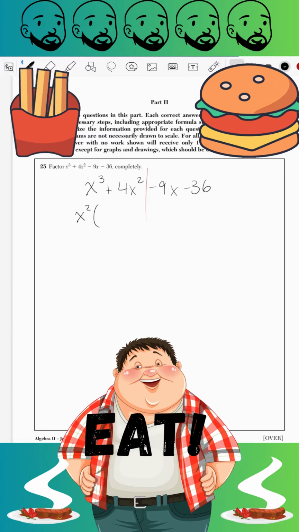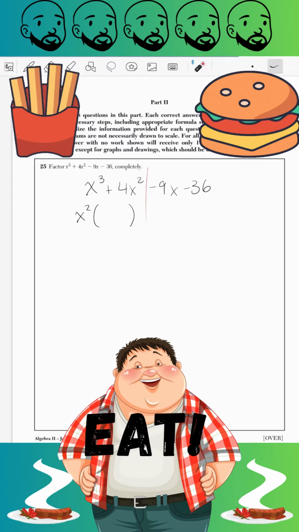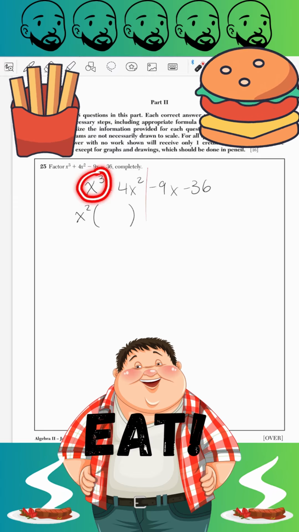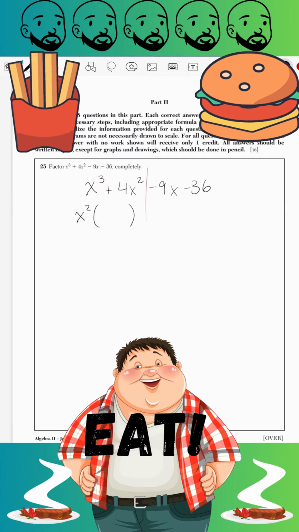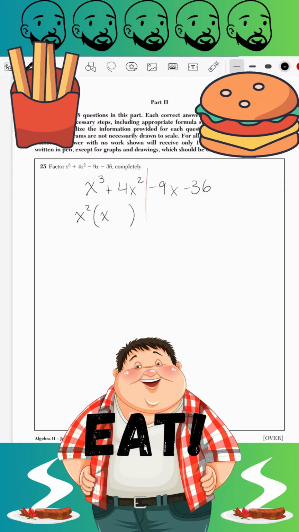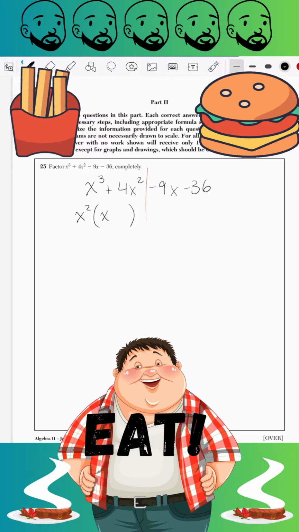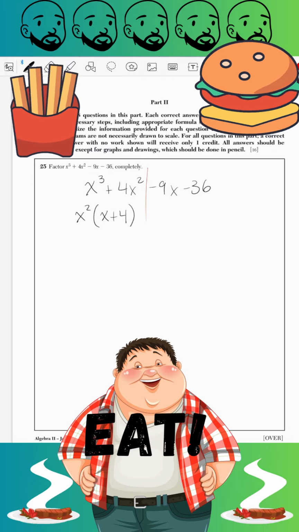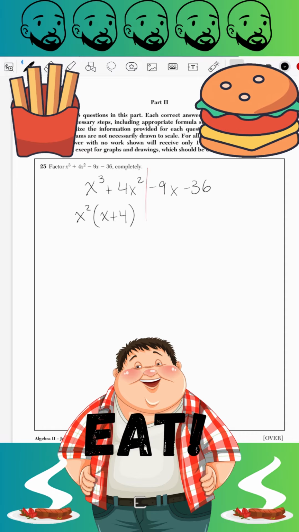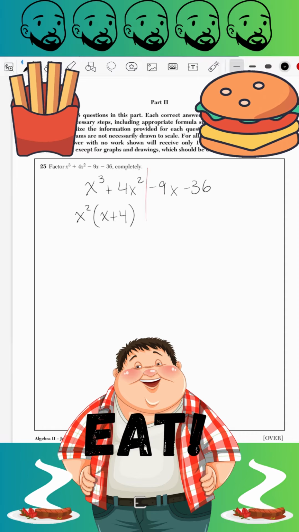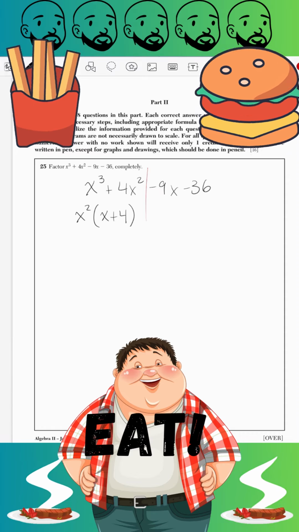When you take an x squared out of each piece, what's left? X cubed, take away an x squared, you're left with just an x. 4x squared, take away an x squared, you're left with just 4. Okay, that's GCF. Look at the right side. What's the GCF of the right side?